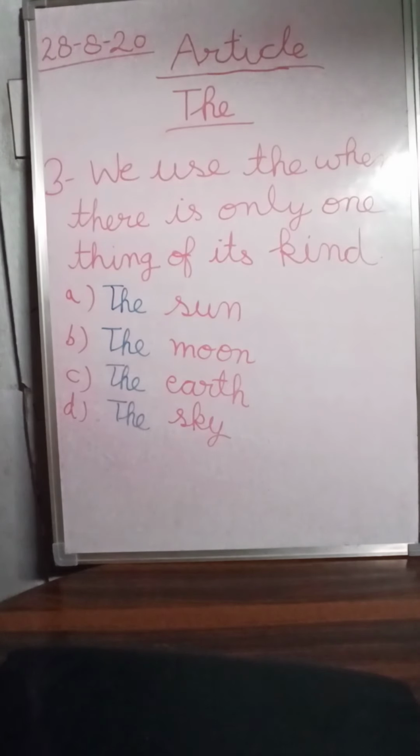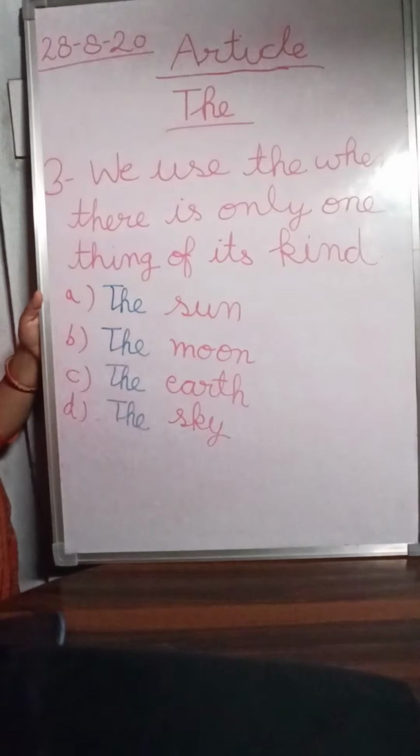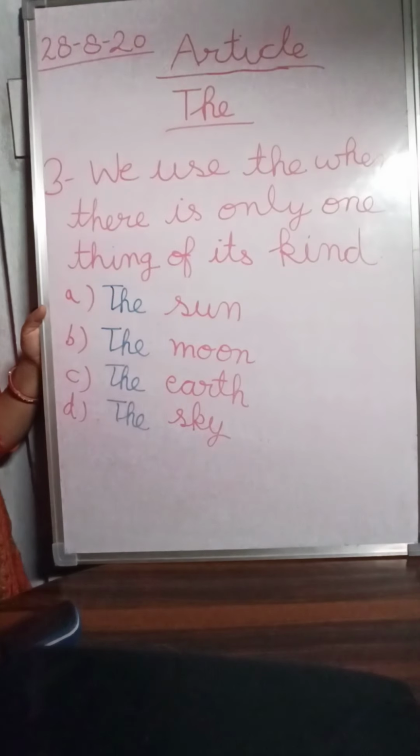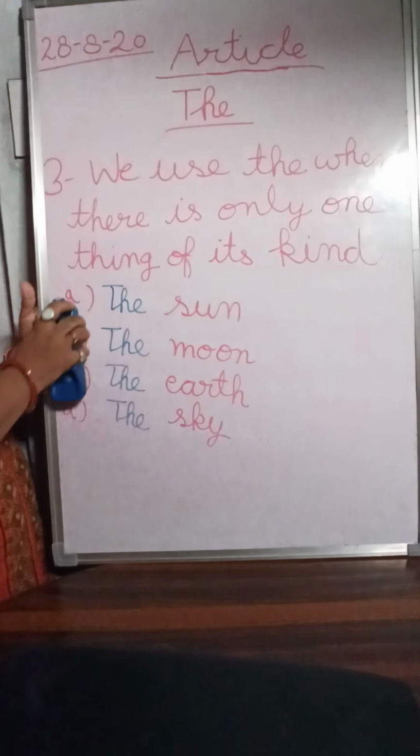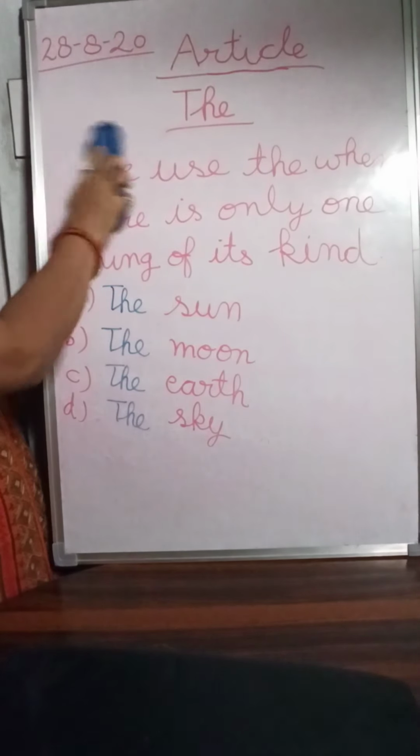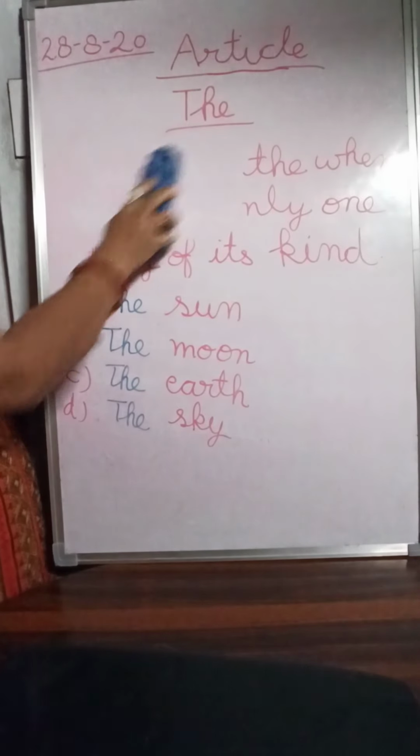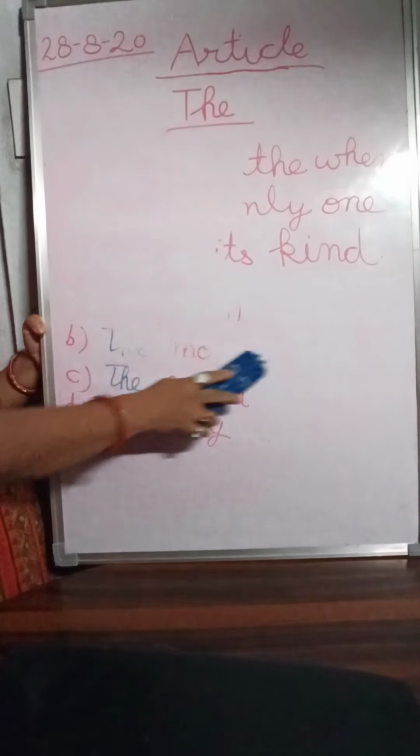Now we come to what is the fourth condition. Fourth condition is very easy. I think all the conditions are very easy. If you make a practice of using these words again and again, you are able to understand where you have to use article a and the. Now we come to number 4 condition about the article.